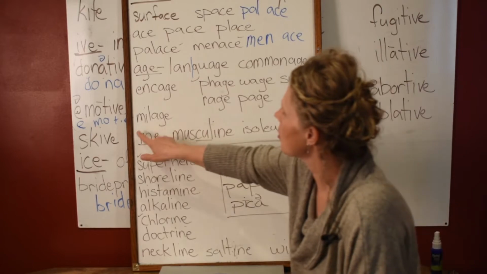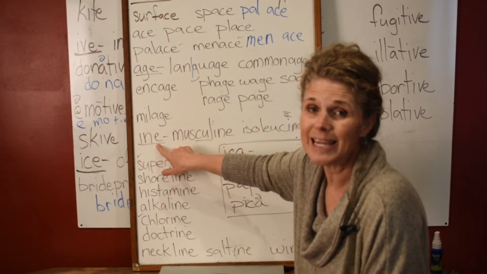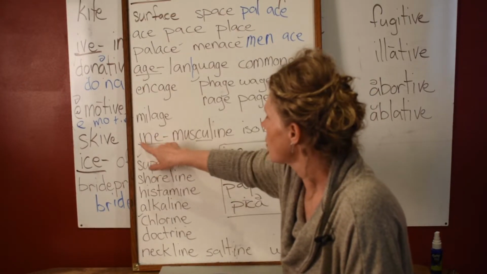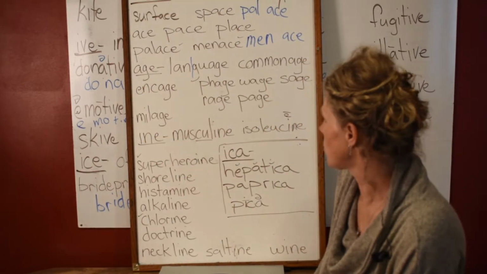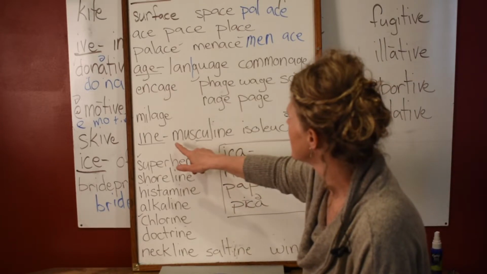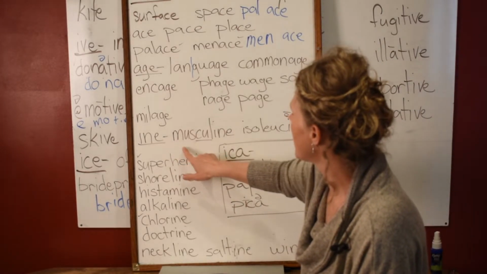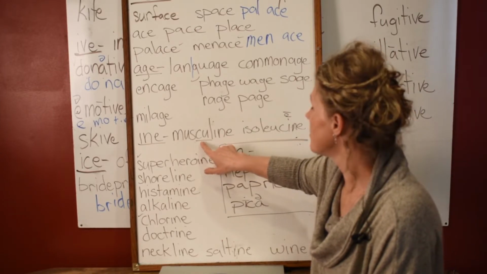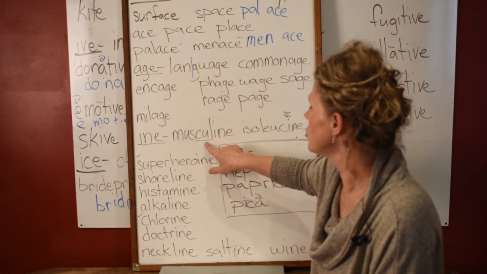Now we're going to go into the unit sound IN. It will say in, een, ein. So at the end of a multi-syllable word. So we have musculin. Musculin. But look what happened here. Many children want to spell it Q-U.